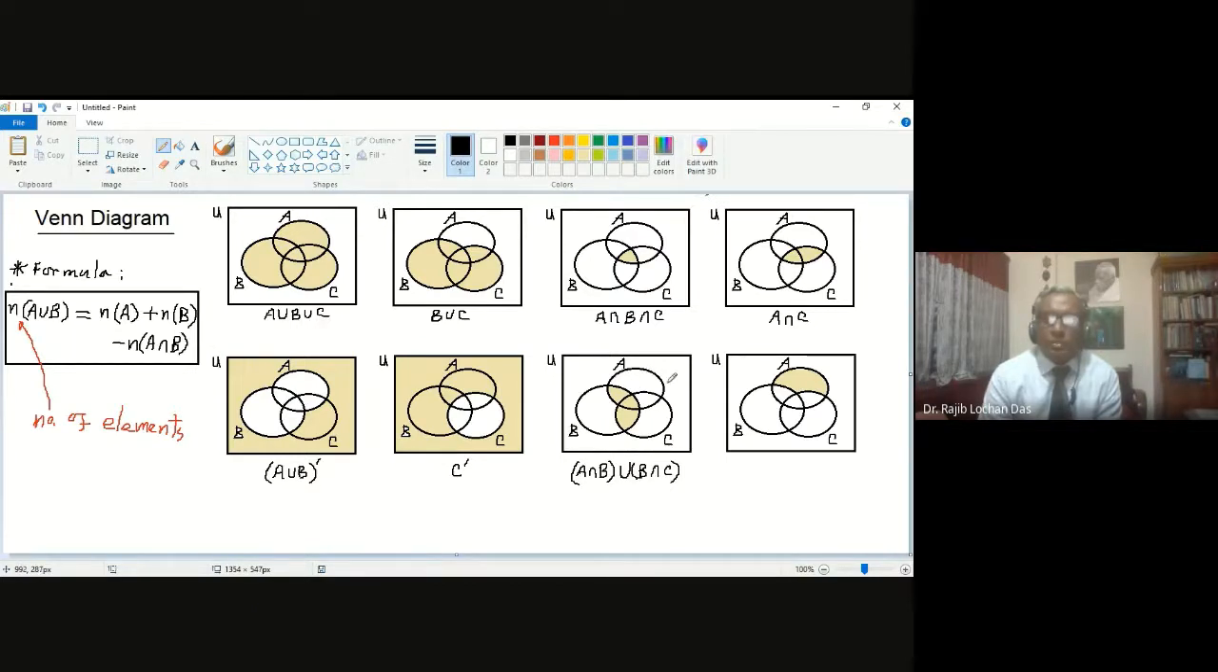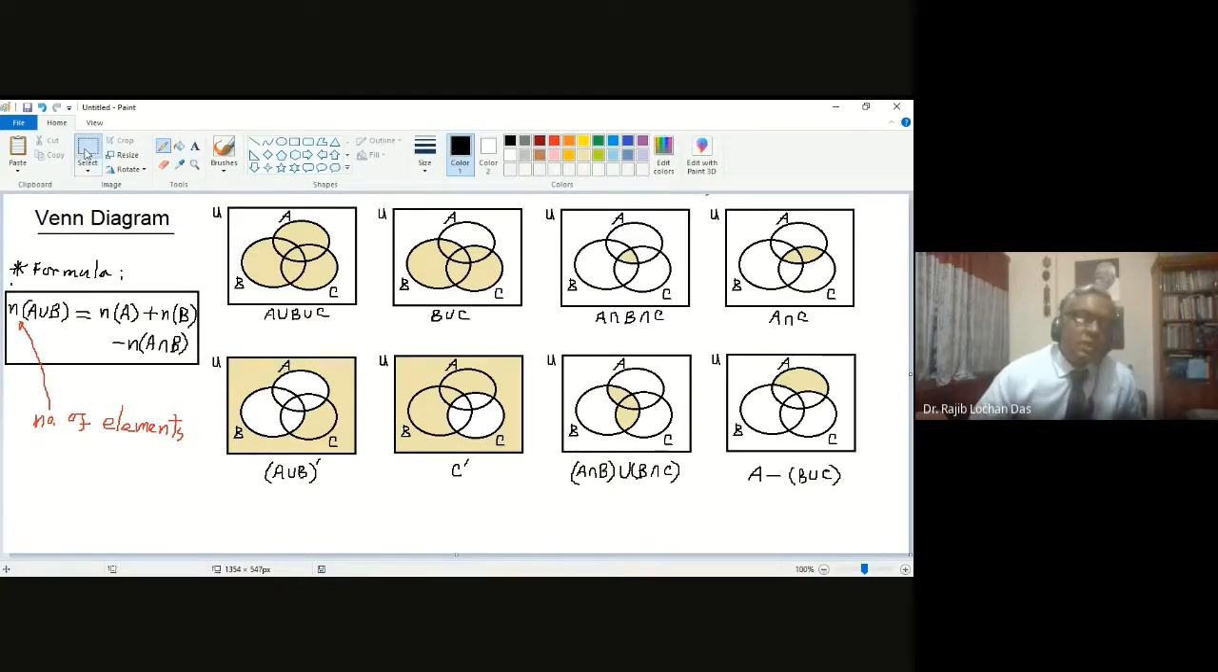And if you go for the last one, this is A minus. So A minus what? The A circle is not the full circle. There is something taken away. So what is the other part taken away? The other part is B union C. So B and C both are taken away. So within brackets it will be B union C, A minus (B union C). This will be the expression for the last one. So that is it. Okay.